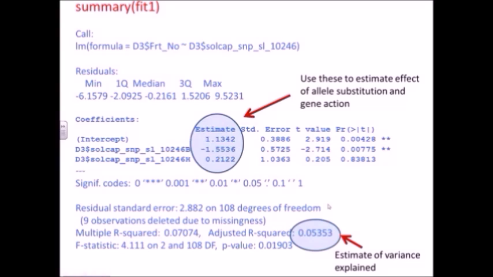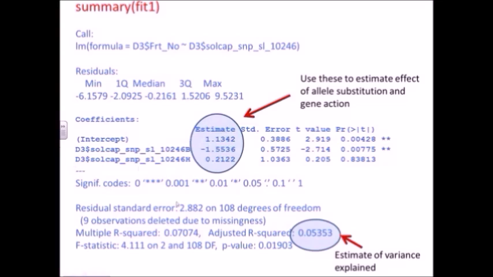So what is our intercept in this case? I mentioned this when I showed you this summary statement. These estimates can be used to estimate the effect of allele substitution and therefore give us information on gene action as well. What's the proportion of variance explained by the linkage of this marker to a gene or genes affecting fruit number? Yeah, it's 5%, right?